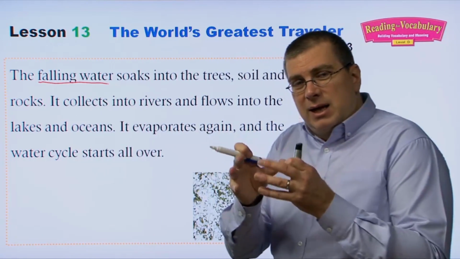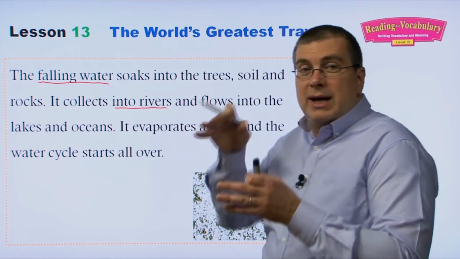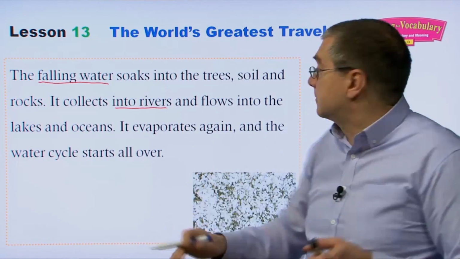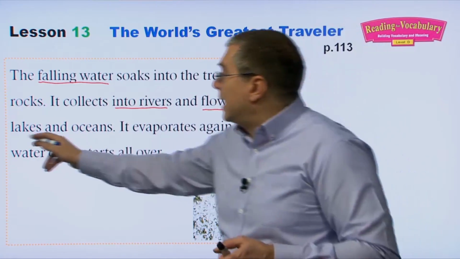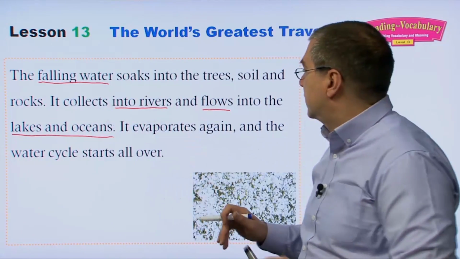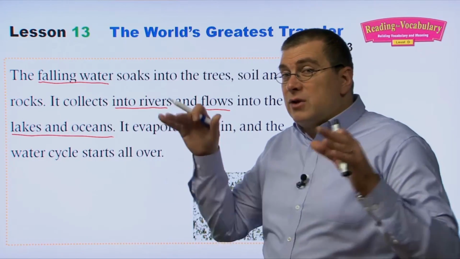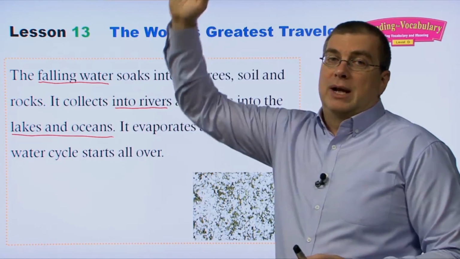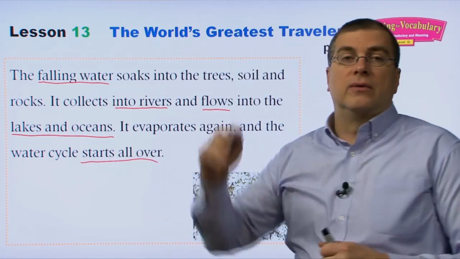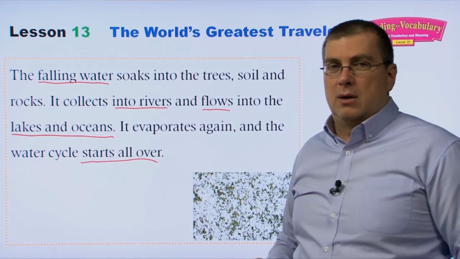And then it collects, right? It collects underground and it gets together and it collects into rivers, or it will flow on the top of the ground into the river, right? It flows into the lakes and oceans. And so the rivers will go into lakes and they'll go into oceans. Once they're in the lakes and oceans, though, they don't stay there, right? The lakes don't flood. The water evaporates. It goes up into the air again. And the water cycle starts all over. So it's a continual process. It goes around and around. Okay.